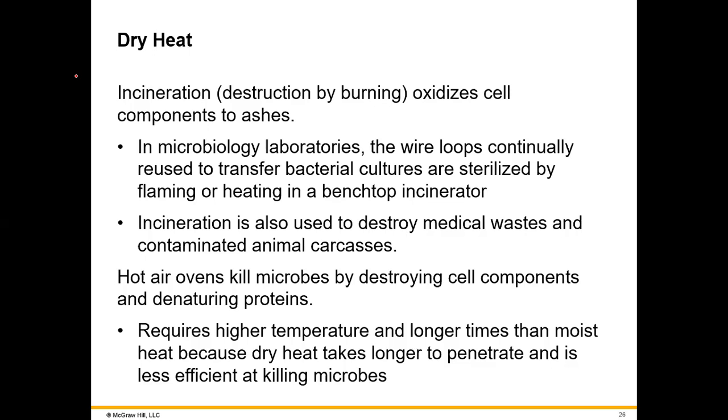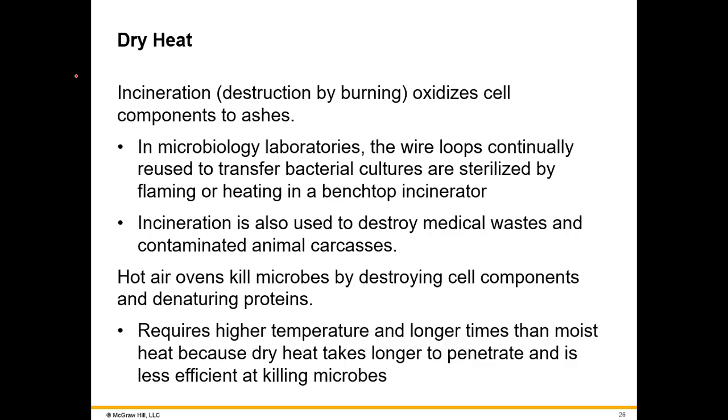So in the microlab, you've done this process before. Remember using the wire loop that you use to transfer cultures or to inoculate liquid cultures or the surface of agar plates. And we have, of course, a flame, an open flame. We pass the wire loop through the flame between each treatment to avoid contamination. Now, this is a form of incineration. It is also used to destroy medical waste and contaminated animal carcasses, whether in experimental setups or otherwise.